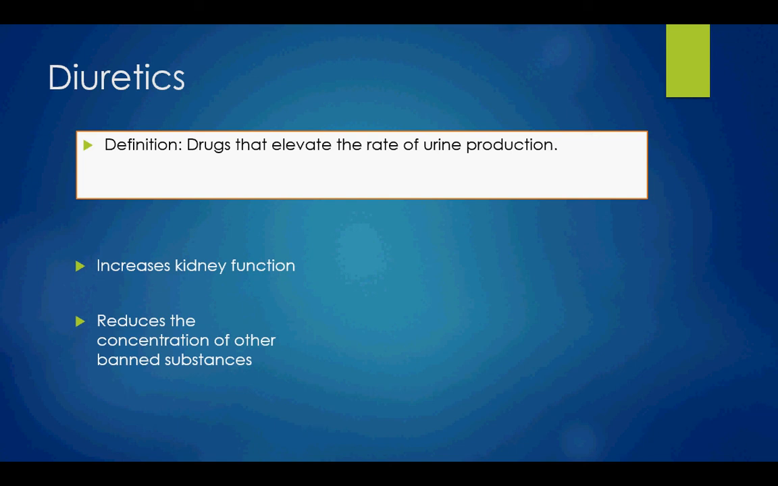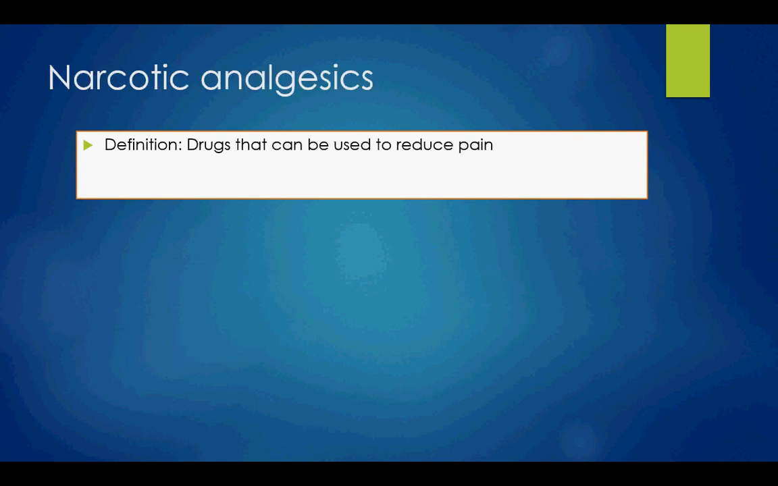So those are a few of the main reasons for taking a diuretic. It increases the kidney function, so you're producing more urine, so you can get rid of it quicker. And it reduces the concentration of other banned substances that you may have in your system. Obviously, the bad side effects to this are things like dehydration. If you're losing a lot of water, you're going to become dehydrated, which can cause dizziness, muscle cramps, headaches, and nausea. And then, obviously, because your kidneys are working overtime, you can have long-term kidney problems as well.